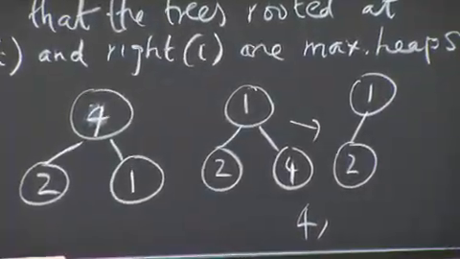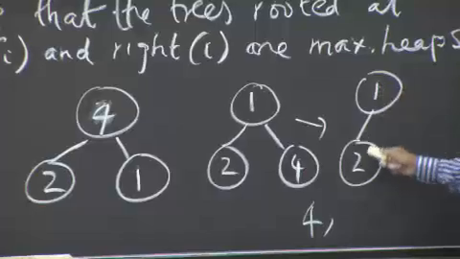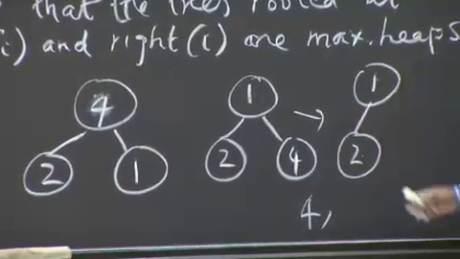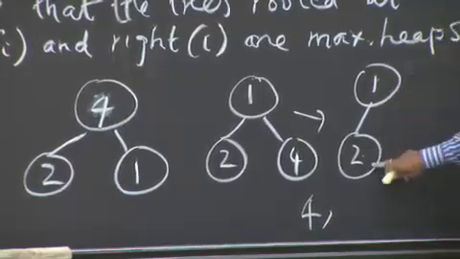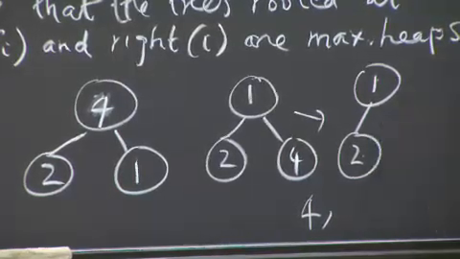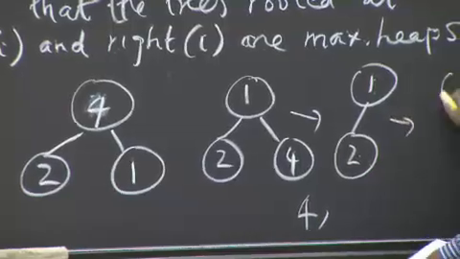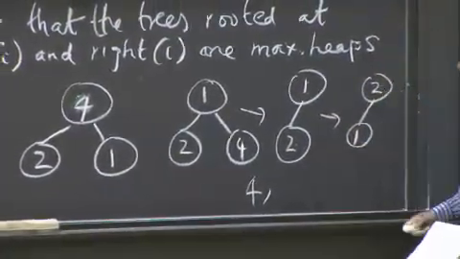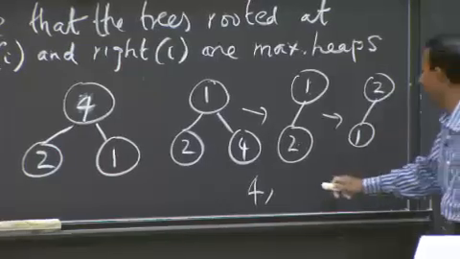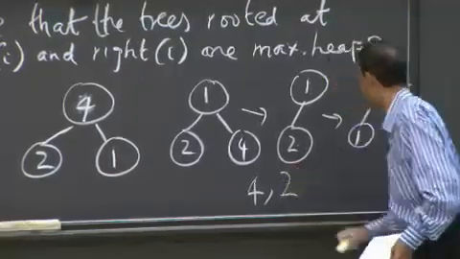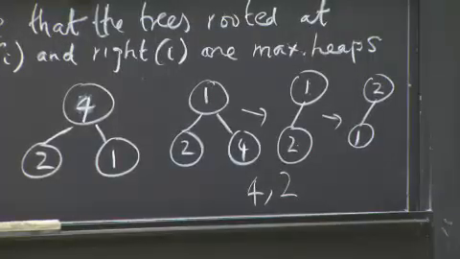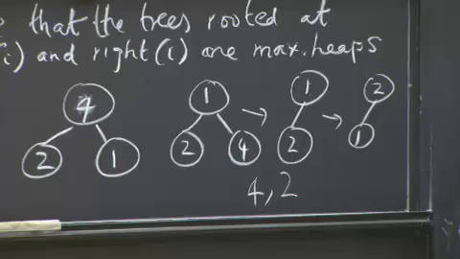4 is the first element in my sorted array. Now I look at 1 and 2, and this is obviously not a max heap, but I know that the child is a max heap, so I can run max heapify on this, and what this turns into is 2 and 1. At this point, I know that the max is the root because I've run max heapify, and I take 2 out. After this, it becomes trivial, but that's the general algorithm.